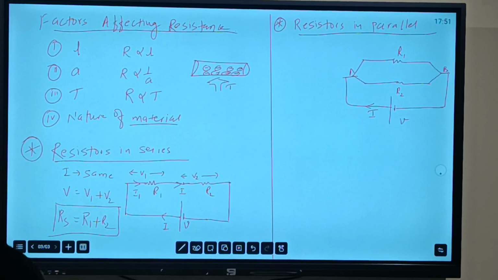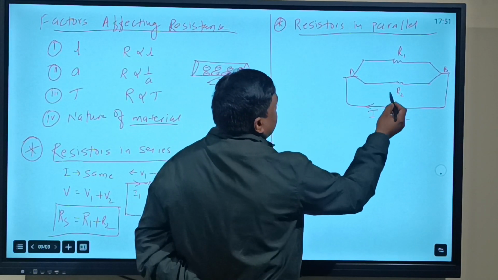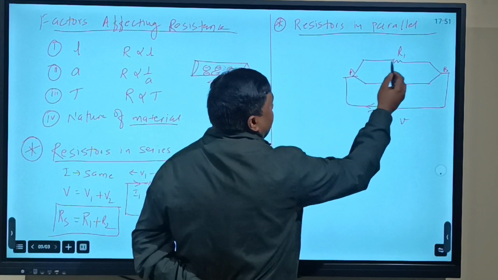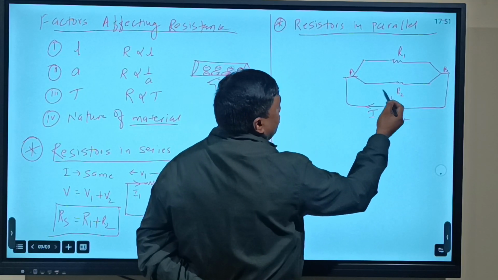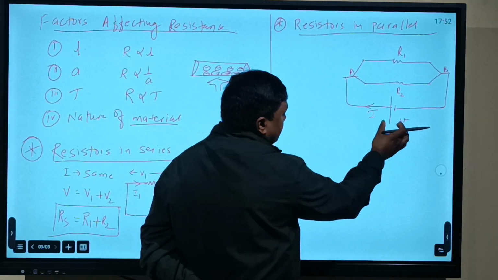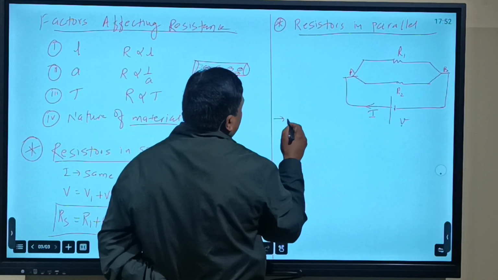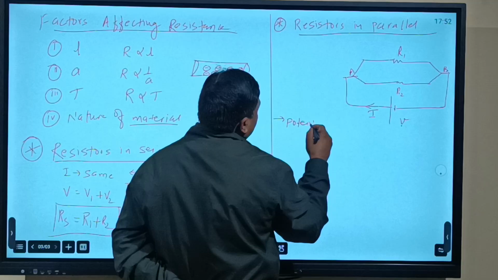When we talk about resistors in parallel, one end of R1 is A, the other end is B. One end of R2 is A, the other end is B. Similarly, one end of this battery or cell is A, the other end is B. So what is same here, children? Potential difference is same.